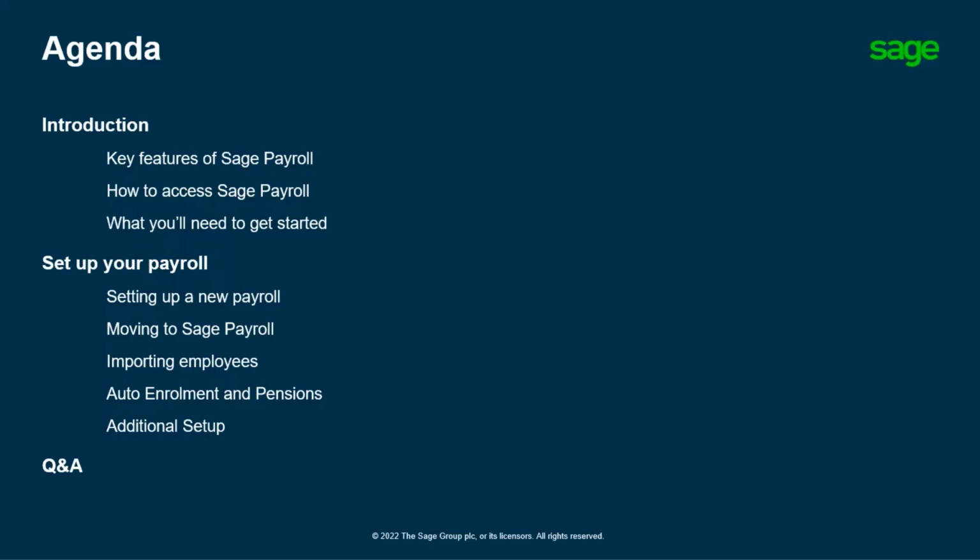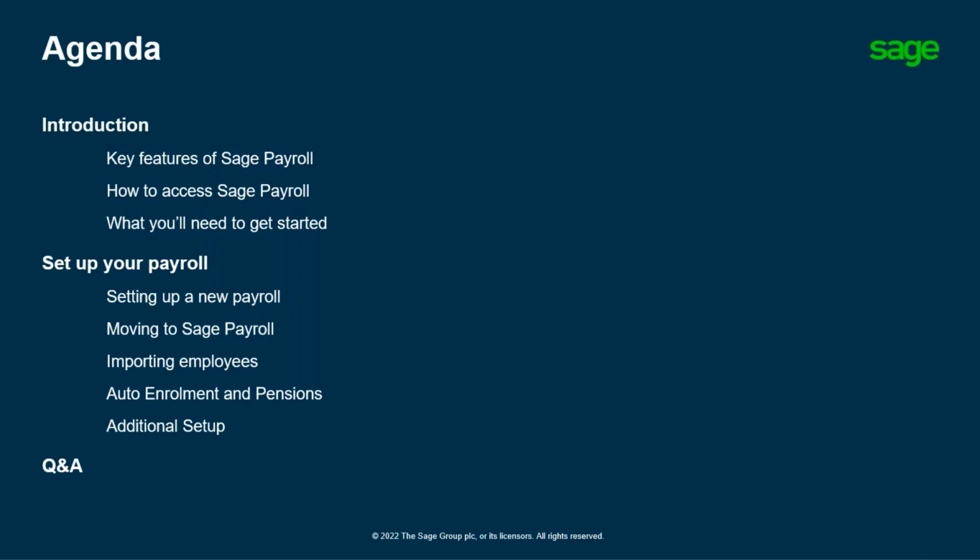So let's now take a look at what we're going to cover in the webinar today. For our introduction, I'm going to run through some key features and benefits of Sage Business Cloud Payroll. I'm then going to explain how to access the software, and it's all done from within a browser. There's no software you need to install.